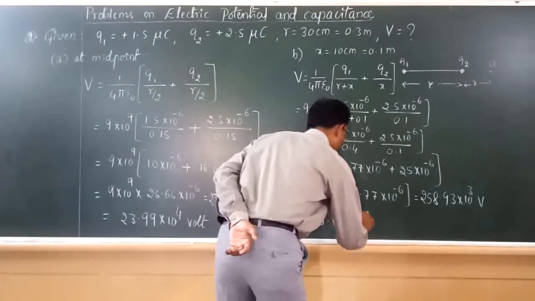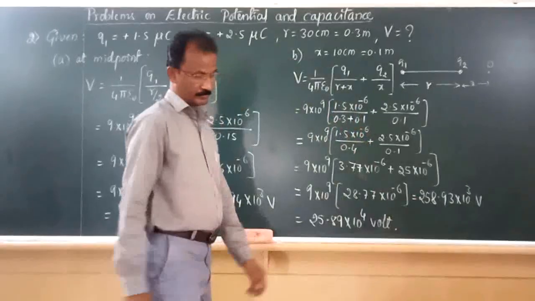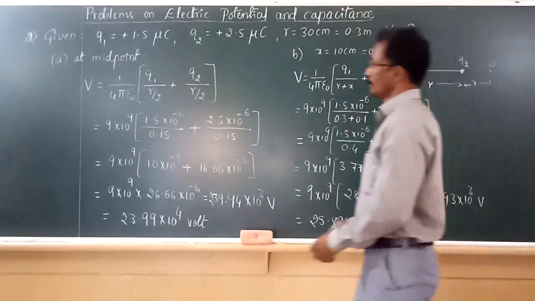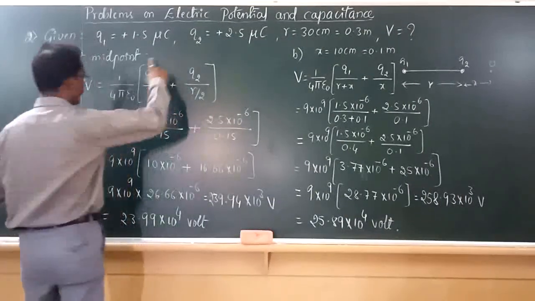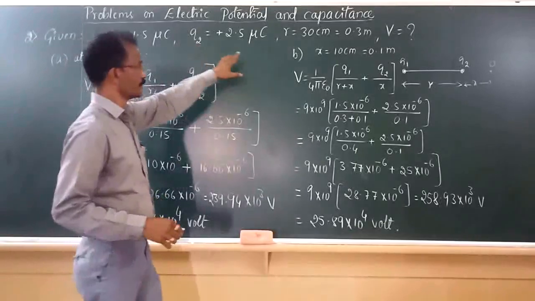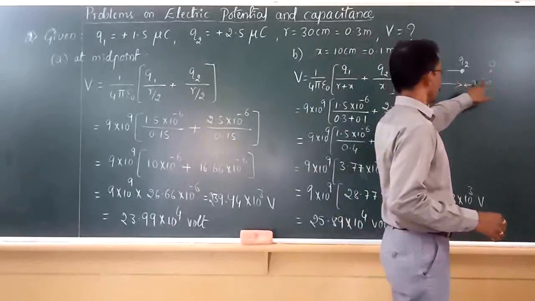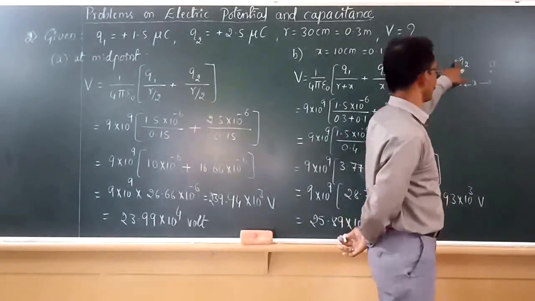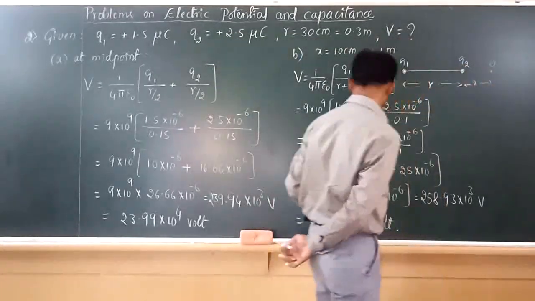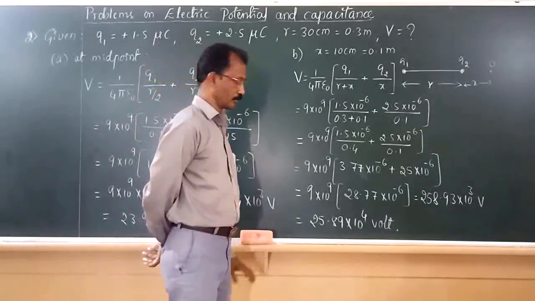It is 25.89 into 10 raised to 4 volt. So this is the electric potential at the point at a distance of 10 cm from the 2.5 microcoulomb charge, on the line having the two charges, and the earlier result was at the midpoint.